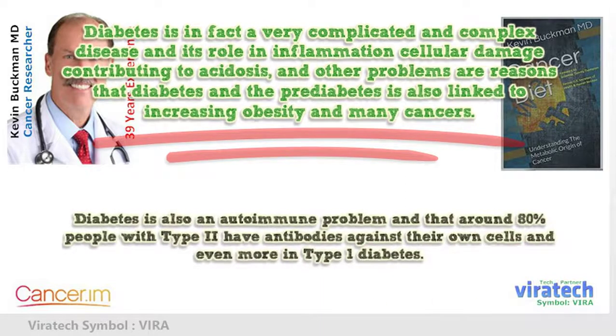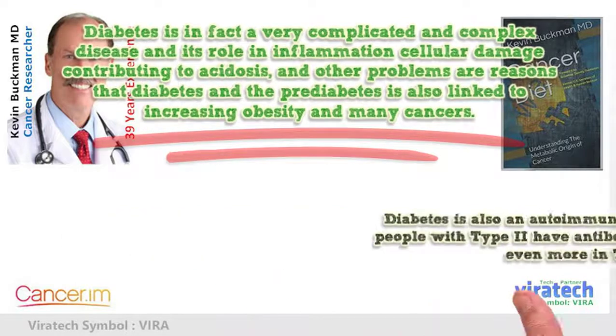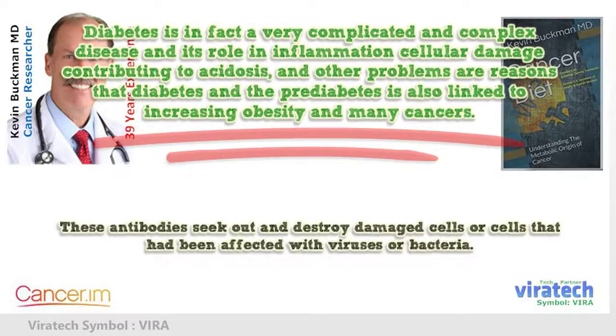Diabetes is also an autoimmune problem, and around 80% of people with type 2 have antibodies against their own cells, and even more in type 1 diabetes. These antibodies seek out and destroy damaged cells or cells that have been affected with viruses or bacteria.